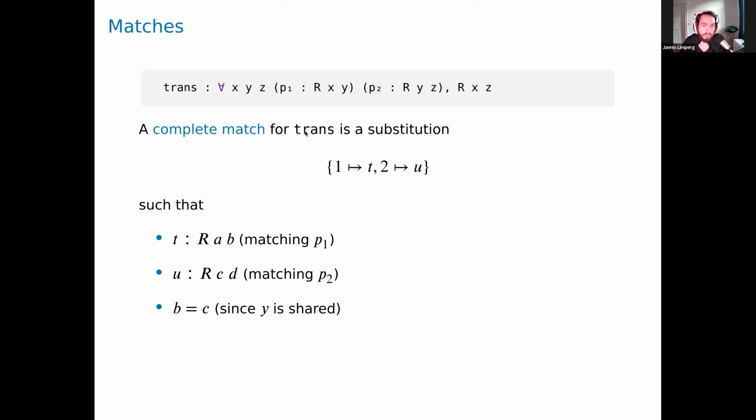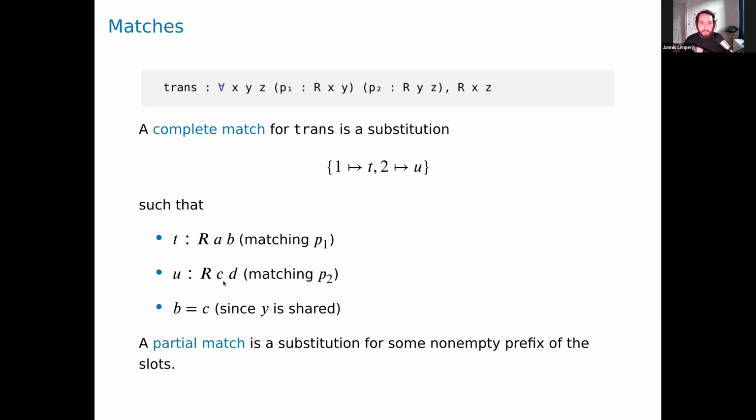Okay, and what we are ultimately after is a complete match for the rule, which is a substitution for each premise that is a slot. We identify slots by numbers, right? So we have a substitution for slot 1 and slot 2 here. And the instantiations for these must obey some restrictions. Namely, first, this T here for slot 1 must actually match the type of slot 1. The U for slot 2 must actually match the type for slot 2. And the shared variables induce some equality constraints. So this B needs to be the same as this C down here.